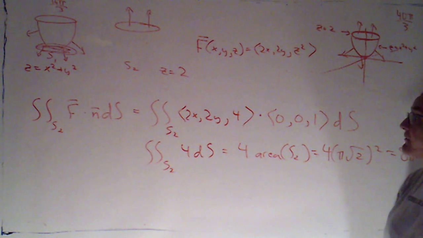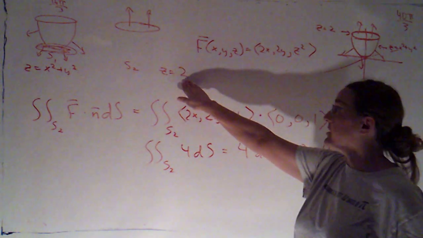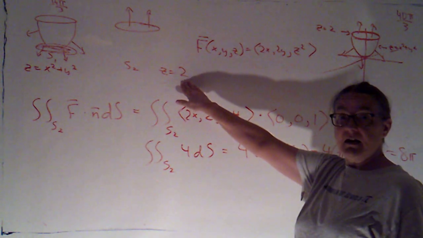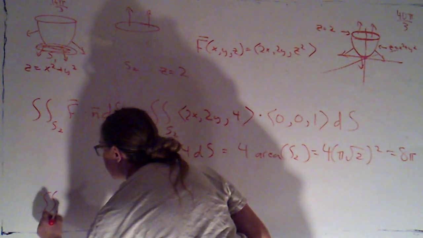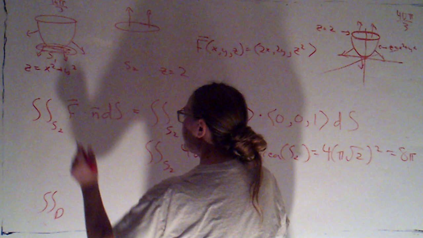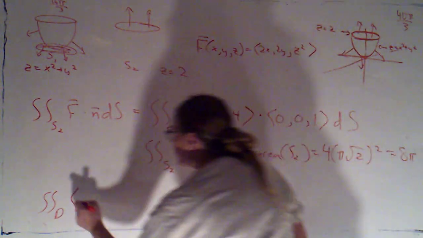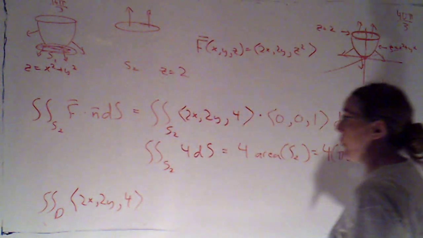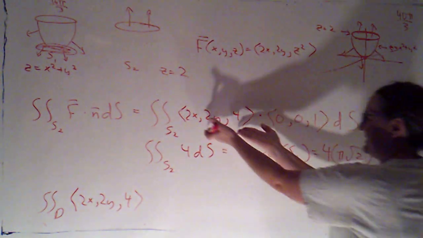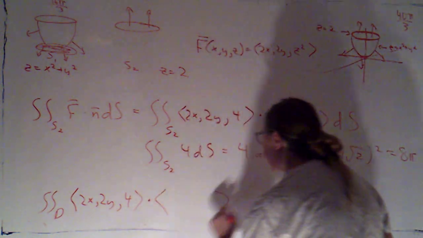So there was no need to actually even parameterize the surface because I ended up just integrating a constant. Okay. Now, if I had wanted to parameterize the surface, I could have done it using this as my parametrization. I could have said this is z being a function of x and y. So I could have said this is going to be the double integral over D of x and y are my parameters, so it becomes 2x, 2y, plugging in I get 4. Okay, so I get the same thing here.